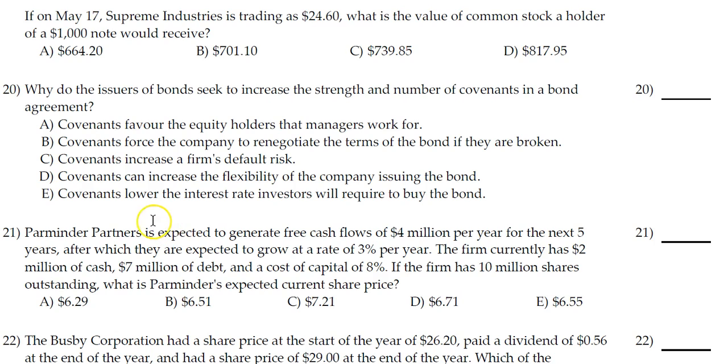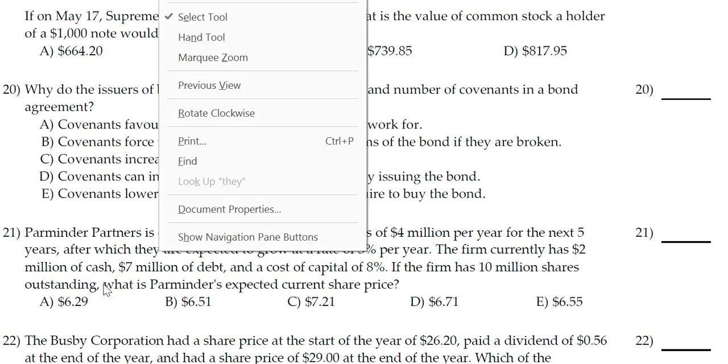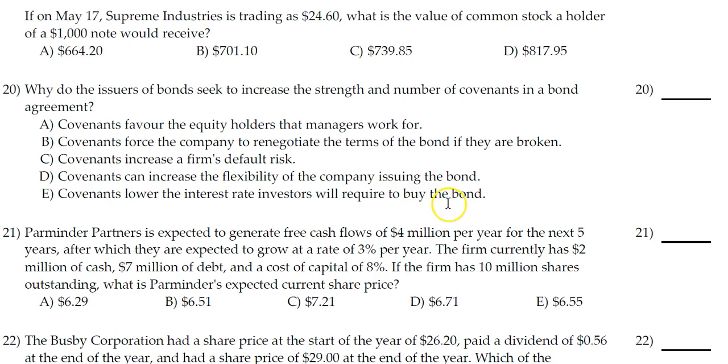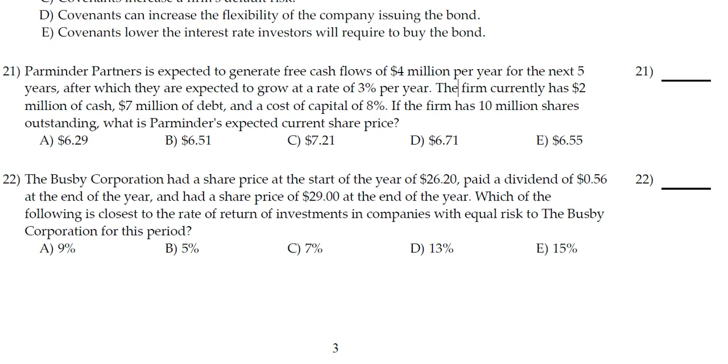Answer C, covenants increase the firm's default risk. Quite the opposite, they lower it. Answer D, covenants can increase the flexibility of the company issuing the bond. That's not true. They reduce the flexibility because they outline what's not supposed to be done during the life of the bond. And E, covenants lower the interest rate investors will require to buy the bond, and this one is true. That's why companies may agree to certain covenants, because the benefit is to get lower rates for the bond they're issuing. Question 21.